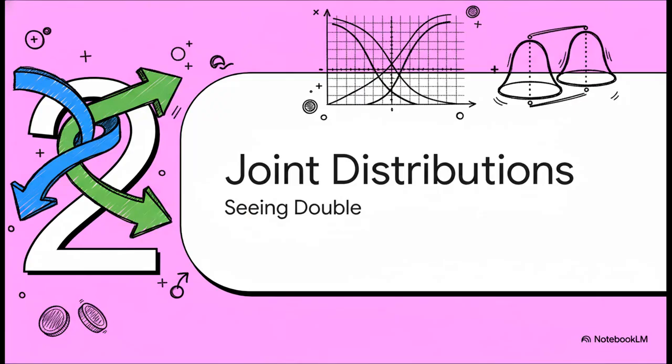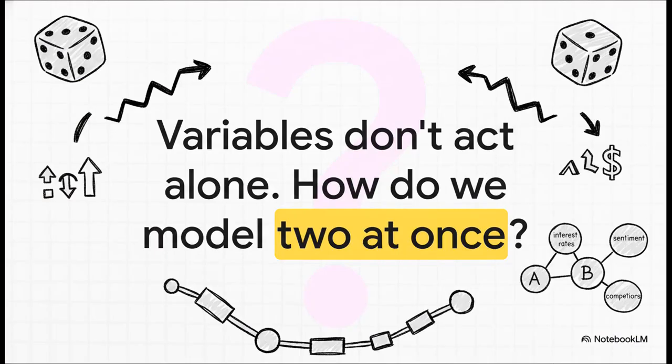Okay, so we can now transform a single random variable. But what happens when we've got two variables happening at the exact same time? And that brings us to our next monster concept, joint distributions. You know, think about it. A stock's price doesn't move in a vacuum, right? It's influenced by interest rates, by market sentiment, by what its competitors are doing. The list goes on and on. To model this, we absolutely have to know how to handle multiple random variables at once.